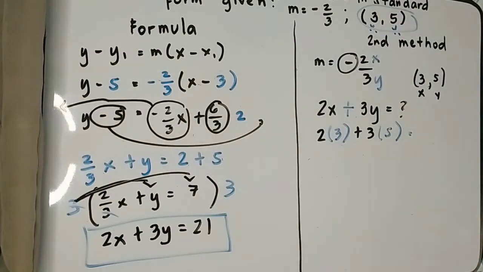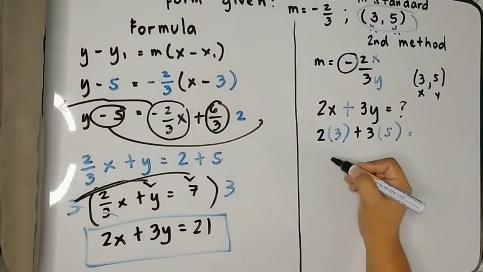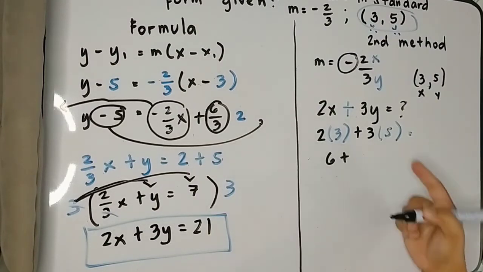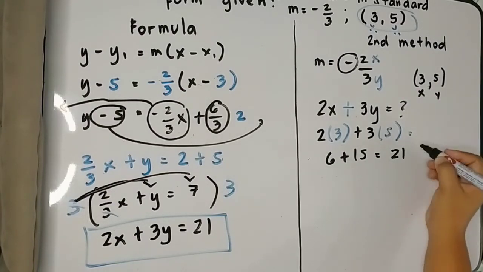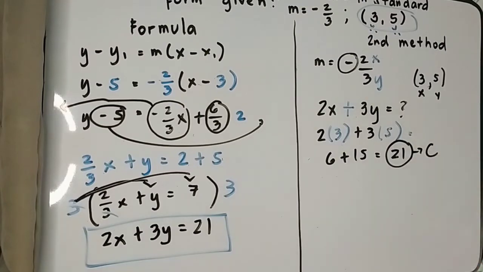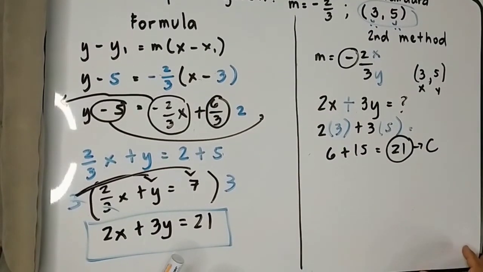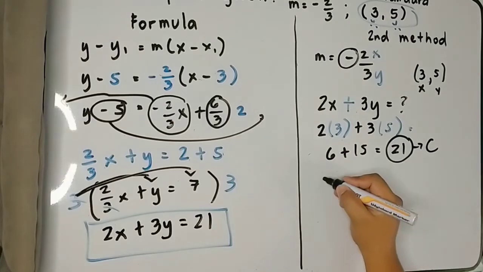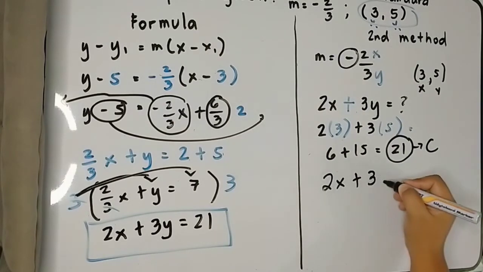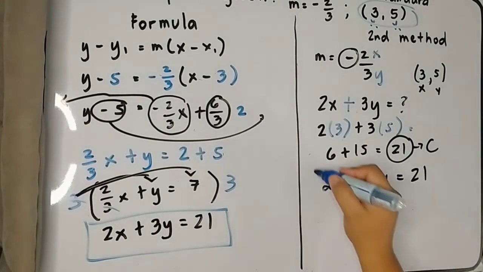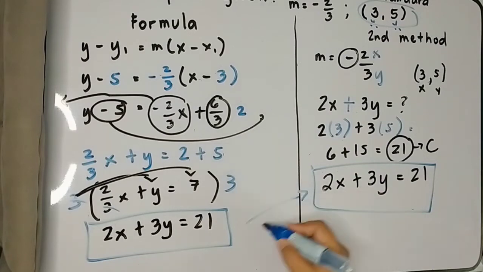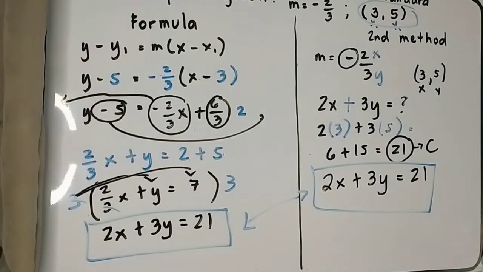Okay, so let's operate. 2 times 3, that is 6. Plus 3 times 5, that is 15. So 6 plus 15 is 21. Therefore, this is now the value of C. Kaya, ang answer natin is, we have there 2x plus 3y equals 21. So, this is now the standard form. Kung napapansin nyo, di ba, pareho lang lagi naman talaga ng sagot yan. So, it's up to you kung anong gagamitin mo, kung yung formula or yung second method.